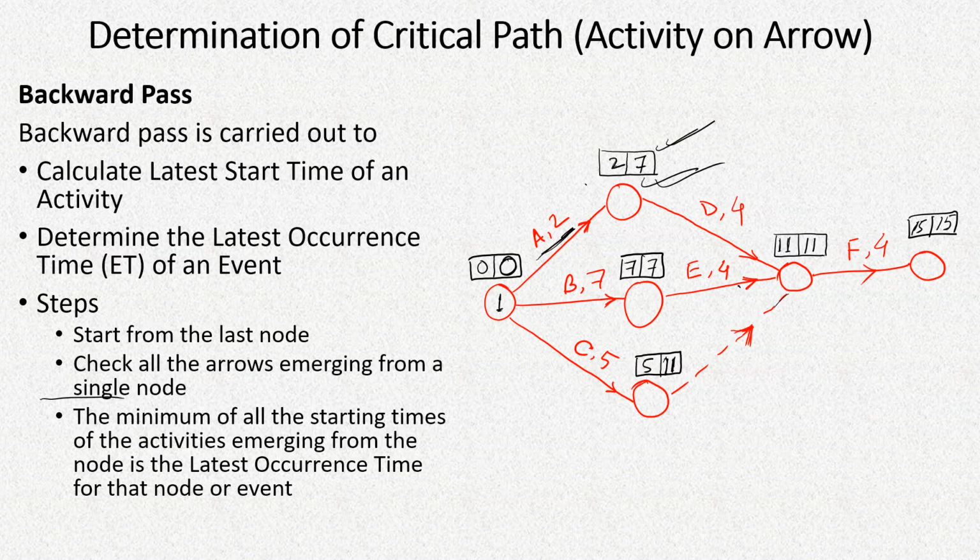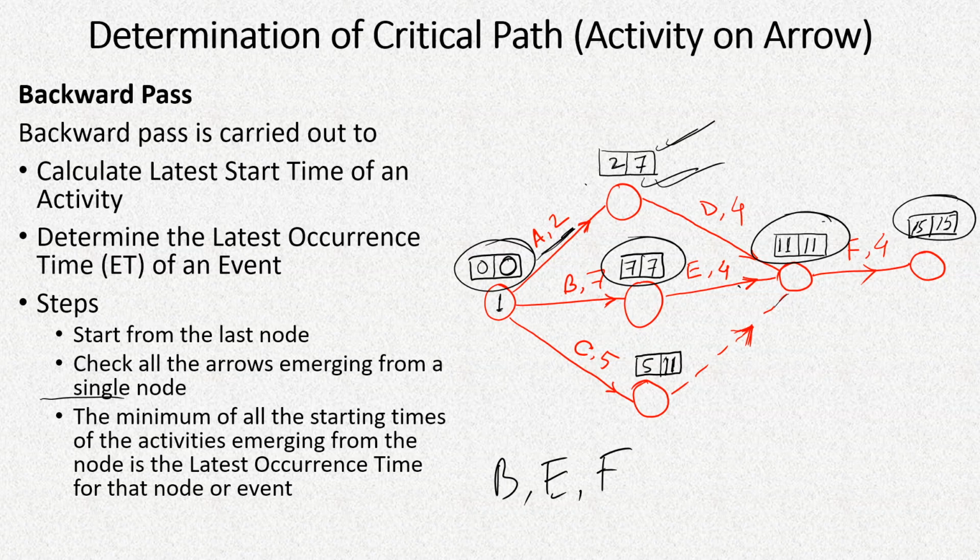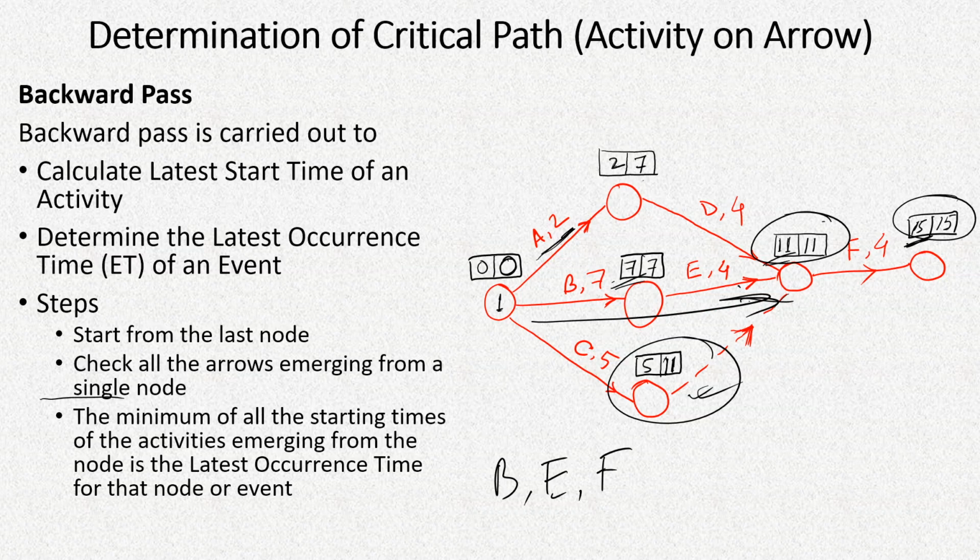Now out of all this, we can say that along the path B, E, F, these boxes have the same number on left and right chambers. So it has 0 0, this is 7 7, 11 11 and 15 15, while on this it has 2 7, that means both the times are different. Here also it is 5 11, that means both the times are different. That means the latest time and the earliest times of occurrence along this path BCE are same.